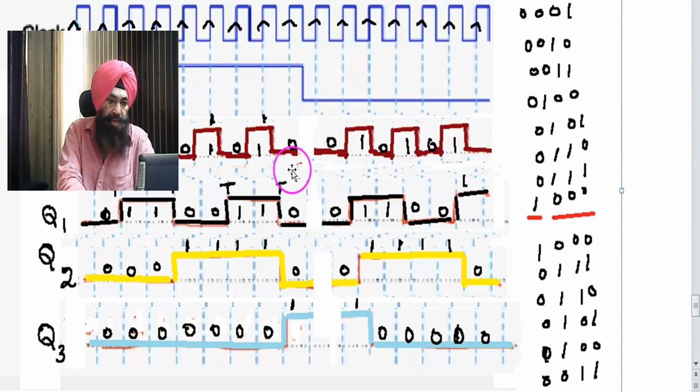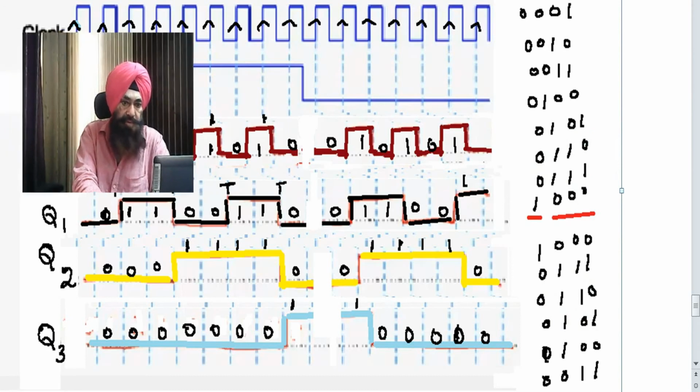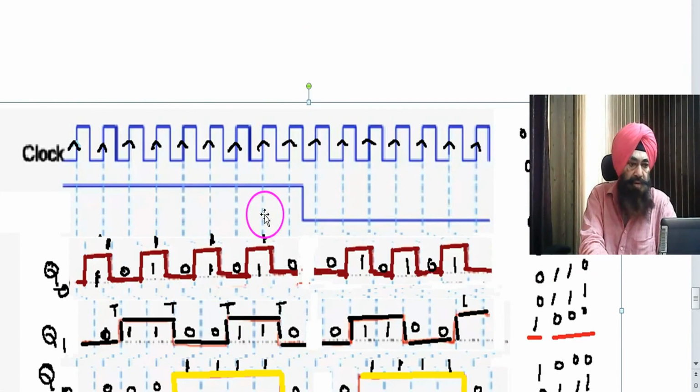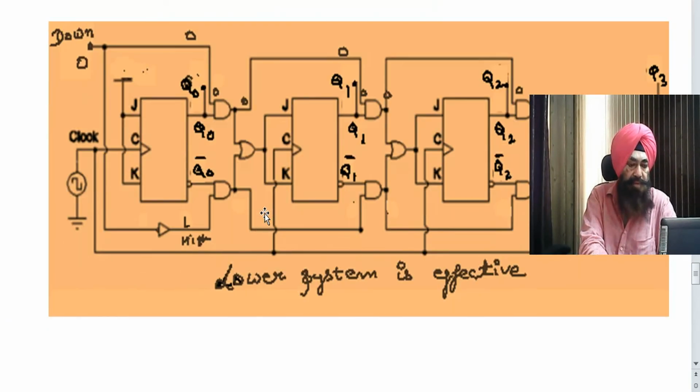Like this is in repetition, 0 0 0 1, again 0 0 0 1. That's the same state. But after that it is a repetition. That's the same state. Then this value and this value, they are the same. This value and this value, they are the same. So this is how this counter acts as up and down.